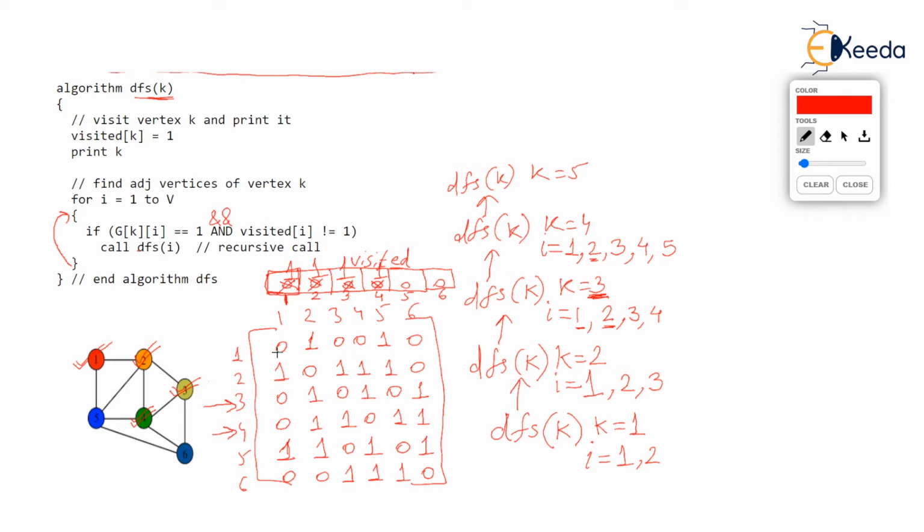When this new procedure starts, we are going to print 5 and visit it, correct or not? Marking it as visited means putting 1 in the fifth element of visited. Check the first two lines of the algorithm. We are marking this as 1. And now we get busy checking the adjacent vertices of 5, k being 5.